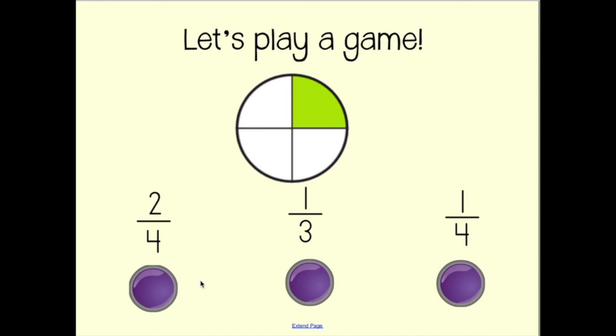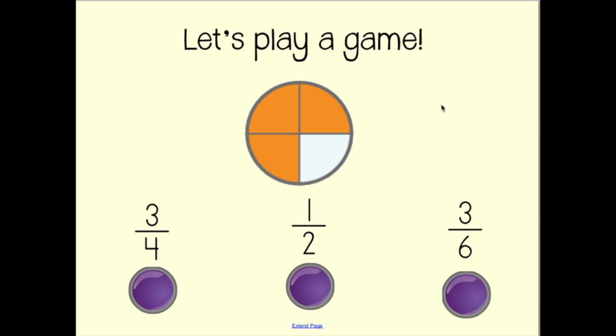All right, here's another one. How many pieces are green? And how many pieces are there all together? 1/4. 1 out of the 4 pieces is green.